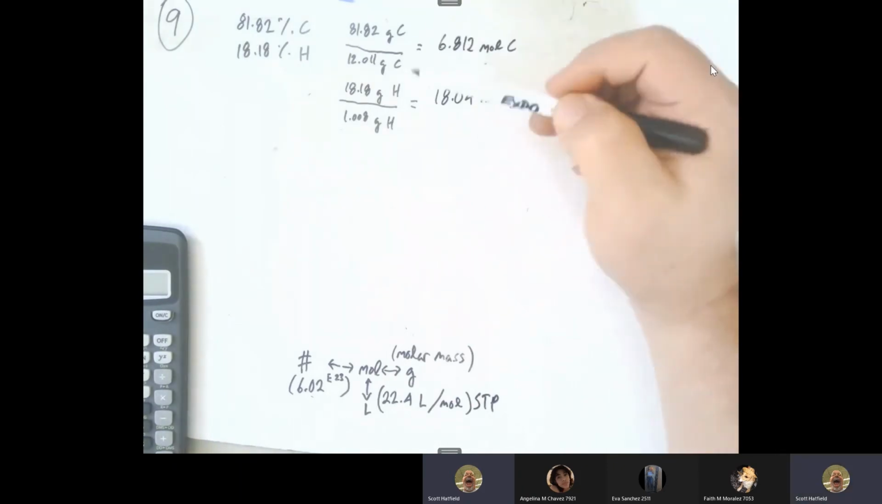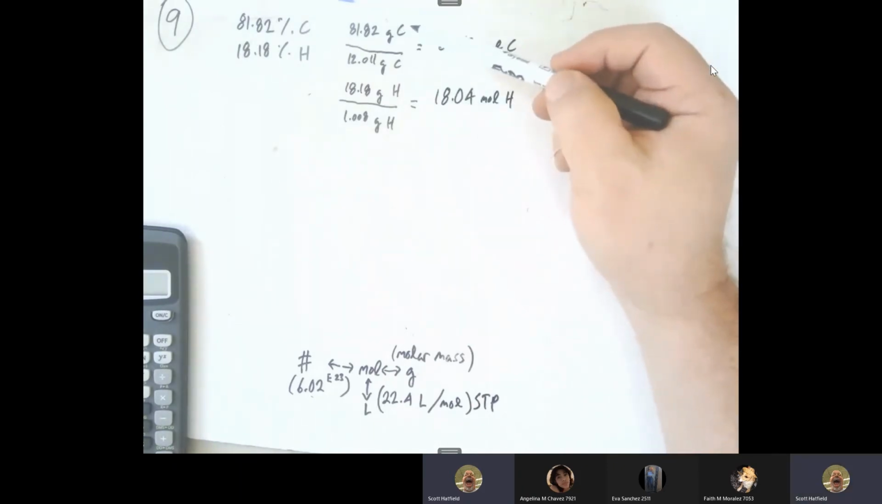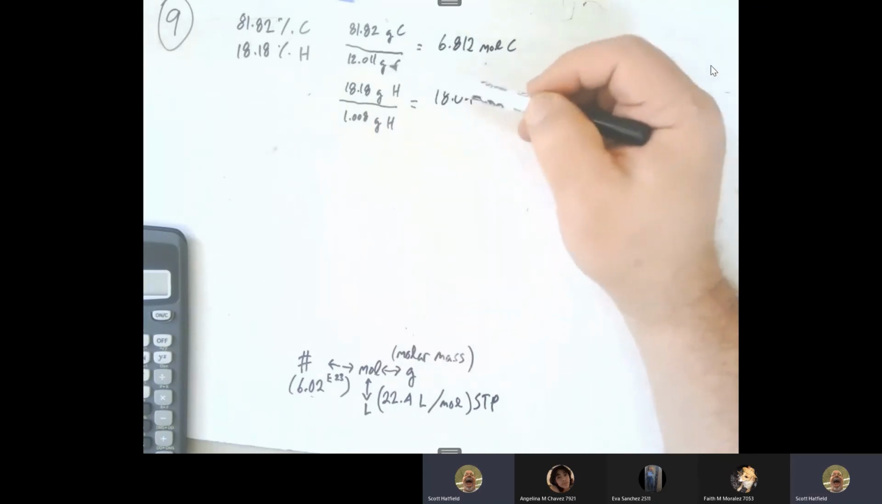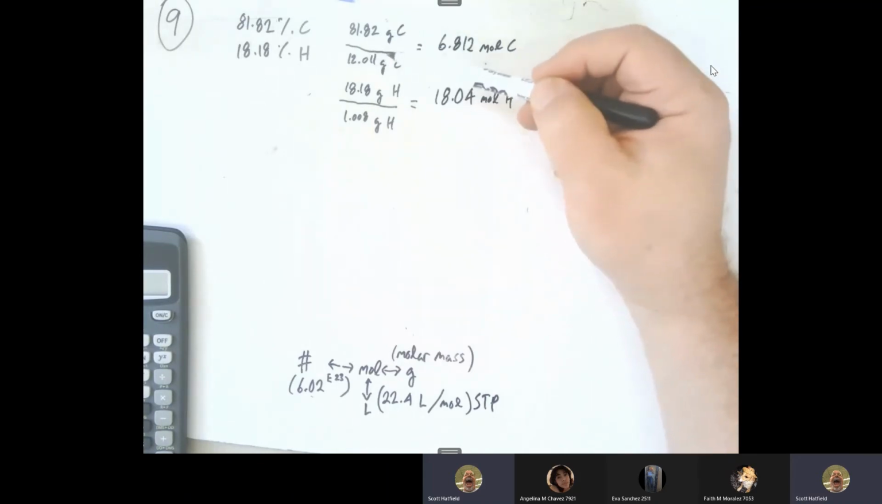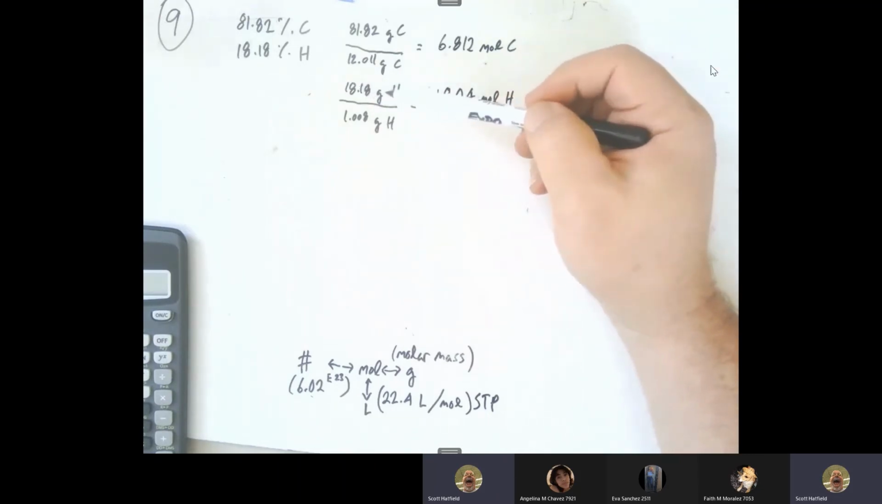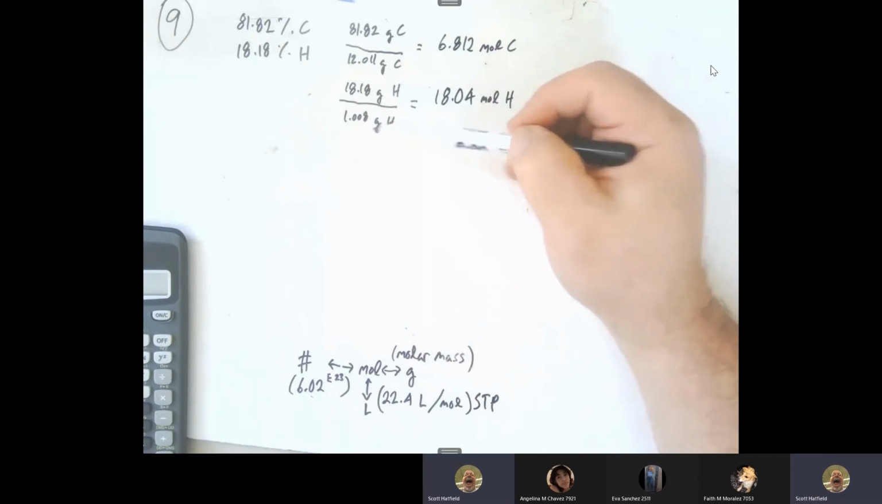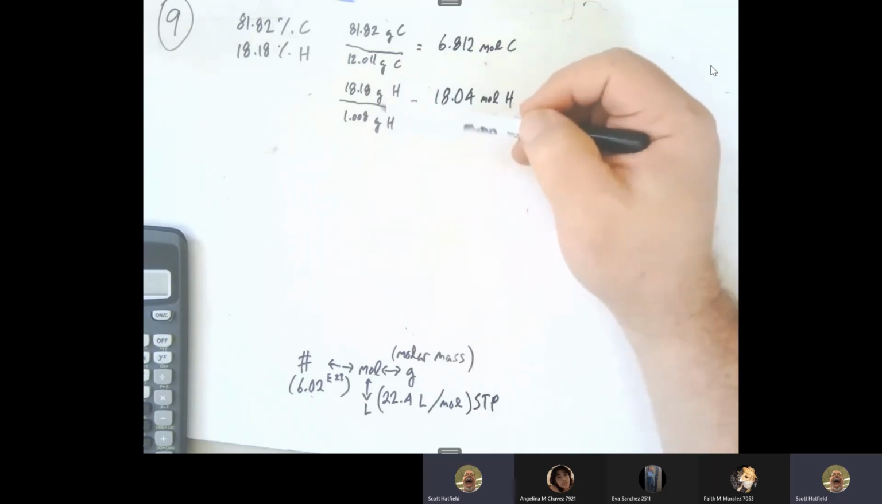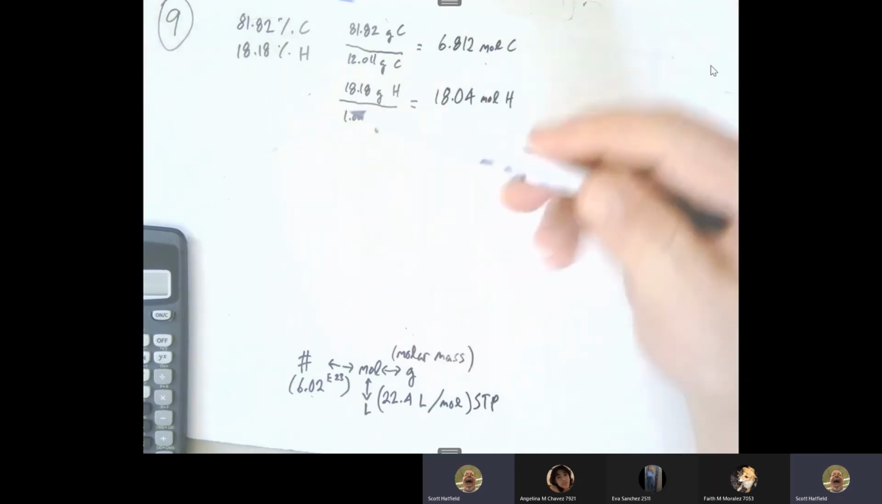If we had a 100-gram sample, then 81.82 grams of that sample would be carbon. If we divide that amount by the molar mass of carbon, it gives us that many moles. And it would be this amount of grams of hydrogen divided by its molar mass. We get this many moles.